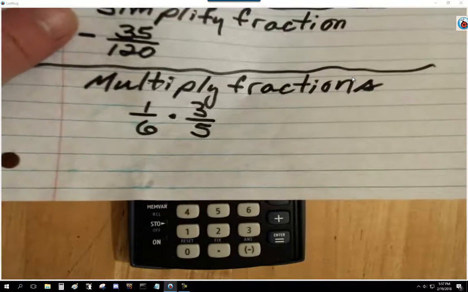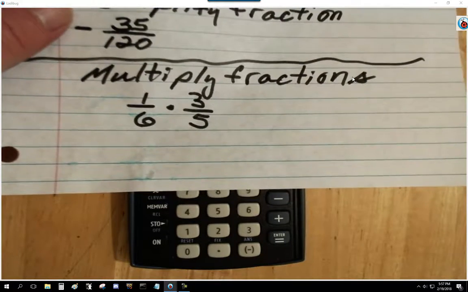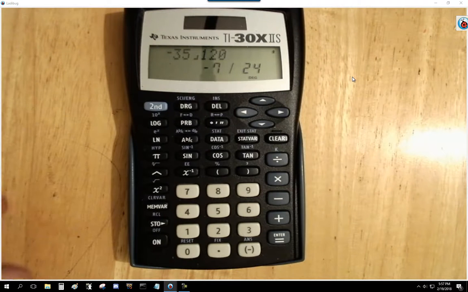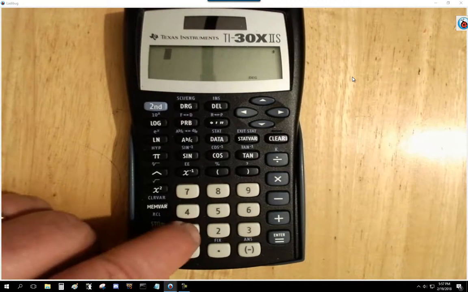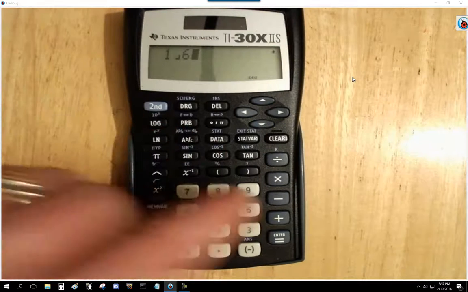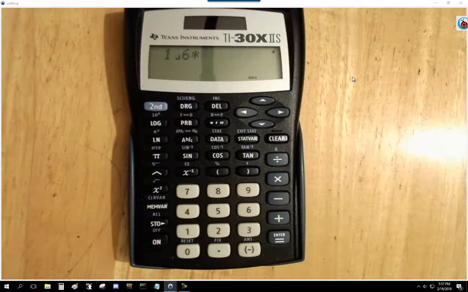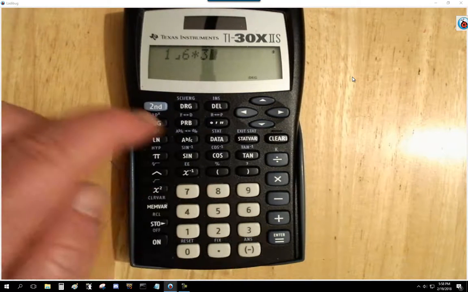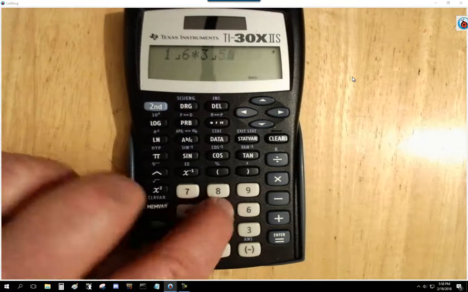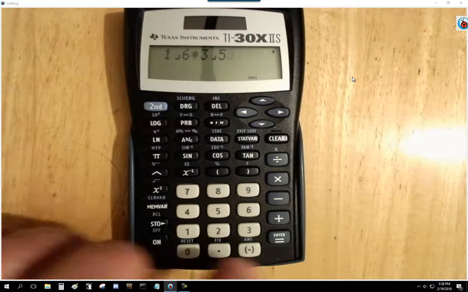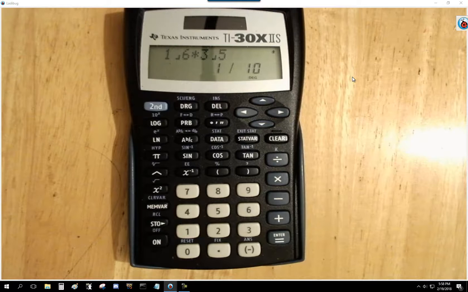I want to multiply 1/6 times 3/5. So I'll clear out the calculator. 1 ABC 6 times 3 ABC 5. So there we have 1/6 times 3/5 equals 1/10.